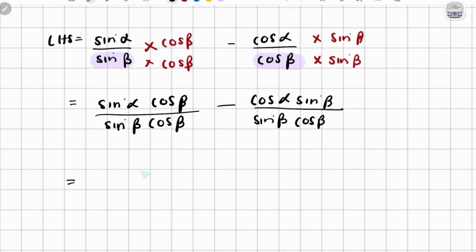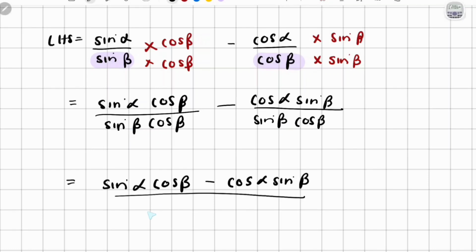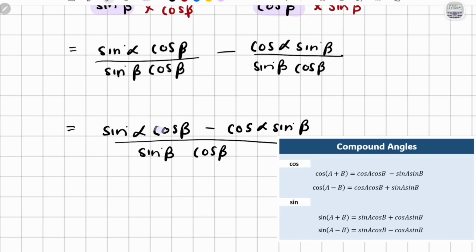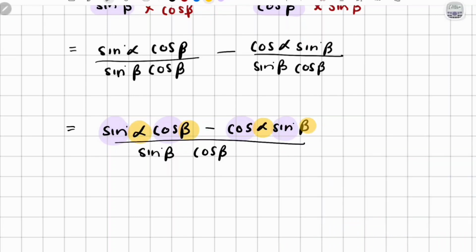And now we can subtract. So we can finally say this is sine alpha cos beta minus cos alpha sine beta over their common denominator, which is sine beta cos beta. Okay, let's look at the numerator. Do you see that this looks like one of the compound angle formulas that we have? It's saying sine cos cos sine, right? It sounds like the compound angle formula for sine. And then you can see alpha, beta, alpha, beta. It is in the correct format.